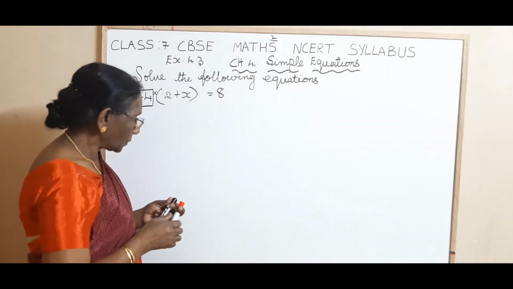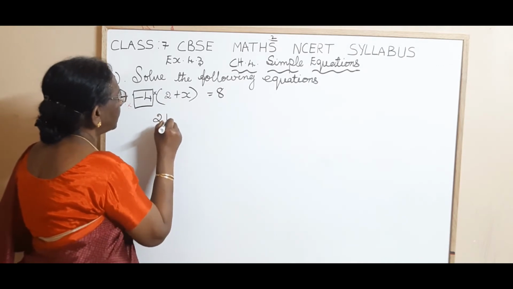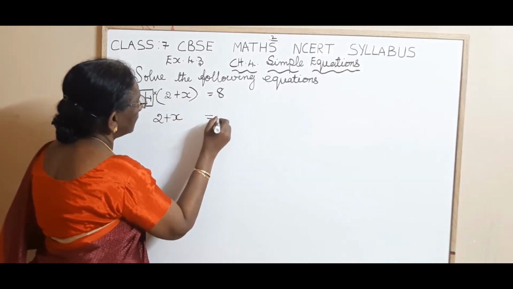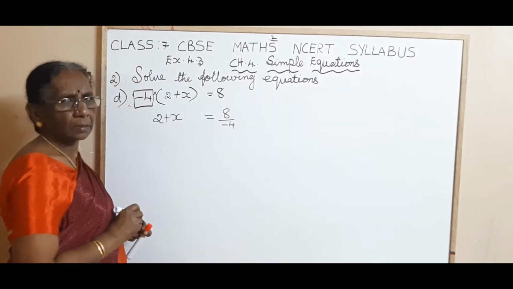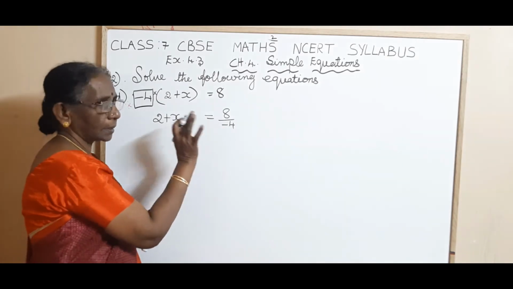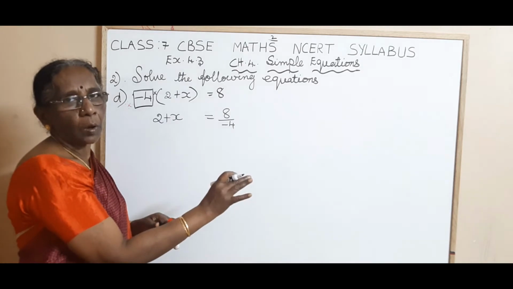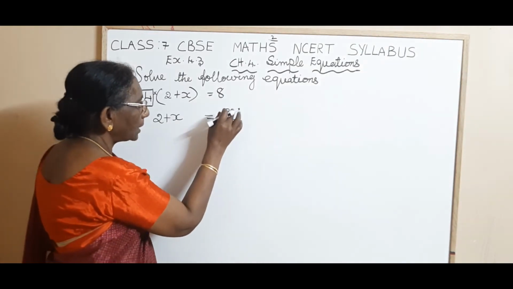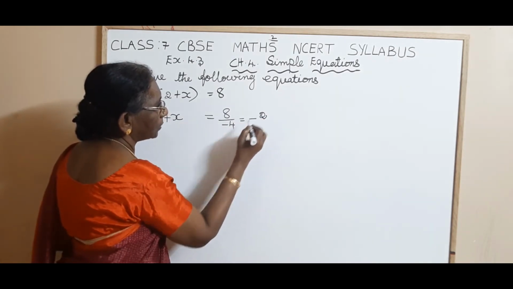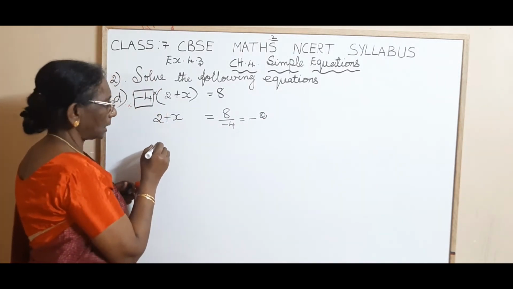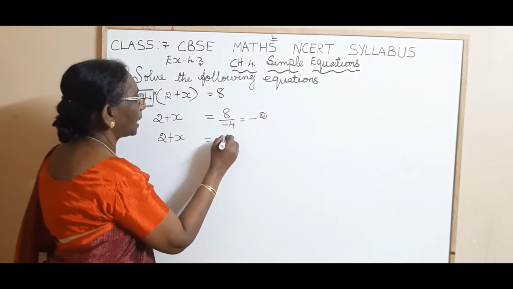Is it clear? So when we are continuing the question, 2 plus x is equal to 8 by minus 4. Is it clear? You should not change the sign to plus. Then the equation will go wrong, the solution will be wrong. So when you are dividing plus 8 by minus 4, the answer will be minus 2. Is it clear, children? So 2 plus x, what do we get? Is equal to minus 2.